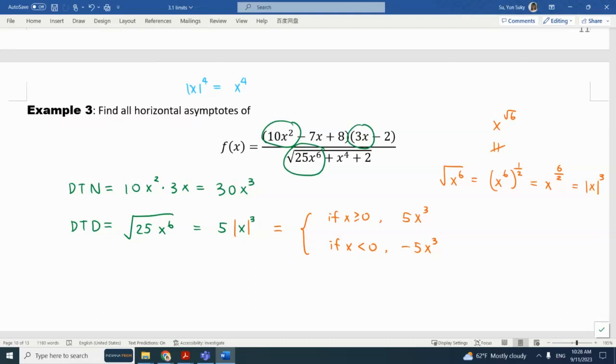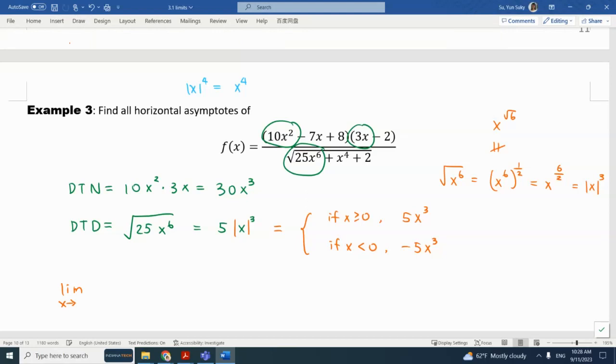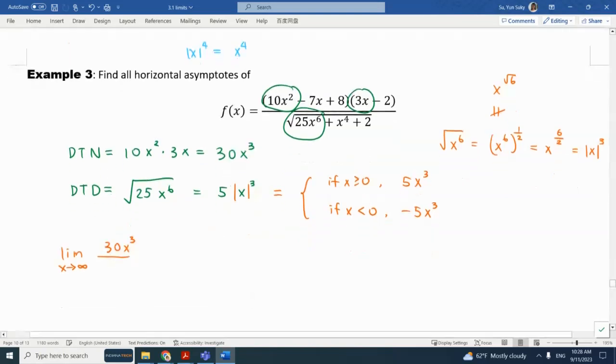Because our power, it can be positive. But for even power, they're always positive, meaning greater or equal to 0. Right? Okay. Good. So now we see when x goes to infinity. And we get what? The numerator, 30x cubed. How about the denominator?